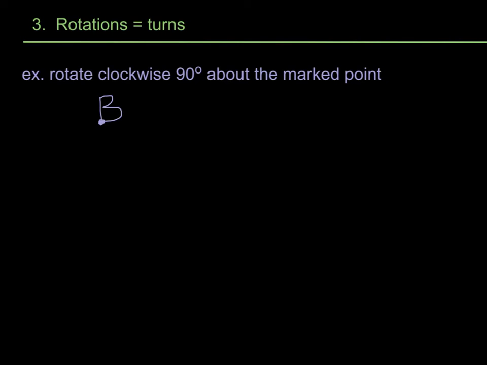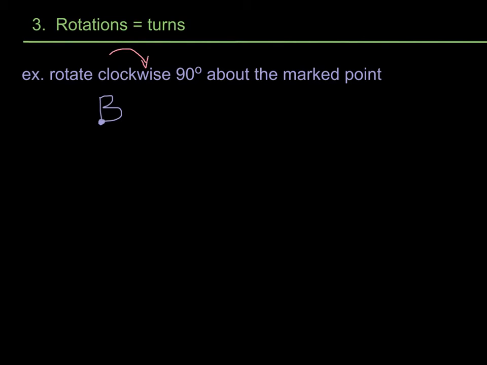Okay, to be able to do a rotation, you need 3 things. You need to know clockwise or counterclockwise. You need to know how much you are rotating the figure, and you need to know where you are rotating it about. Since we know all 3 of these things, we are ready to start. So first, let's talk about what it means to rotate clockwise.